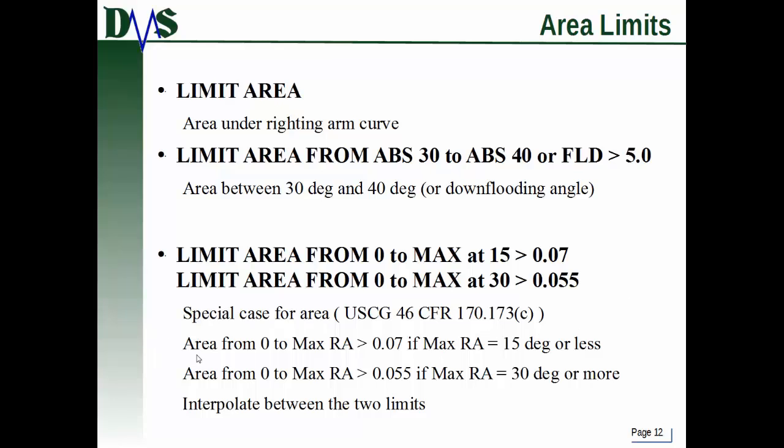And what it's actually going to do is say the area from 0 to maximum righting arm has to be greater than 0.07 if the maximum righting arm is 15 degrees or less. The area will also have to be greater than 0.055 if the maximum righting arm occurs at greater than 30 degrees. Or if you happen to be somewhere between 15 and 30 degrees, GHS will interpolate between those two limits. So that's a really special case, and it will save you a lot of coding.